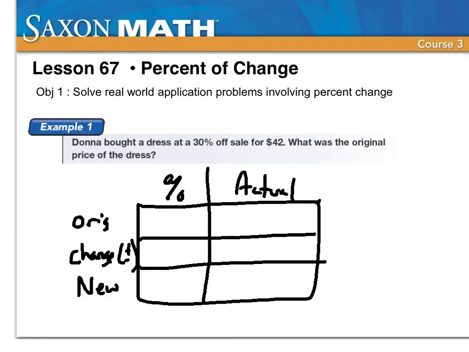Original percent is always going to be 100. So the number that goes here is always going to be 100. For example, Donna's buying a dress. The original price is 100%. That makes sense because that's what it actually costs. Then the change is going to be how much did it go up or go down? Well, in this case, we know it's 30% off. So it's going down 30%.